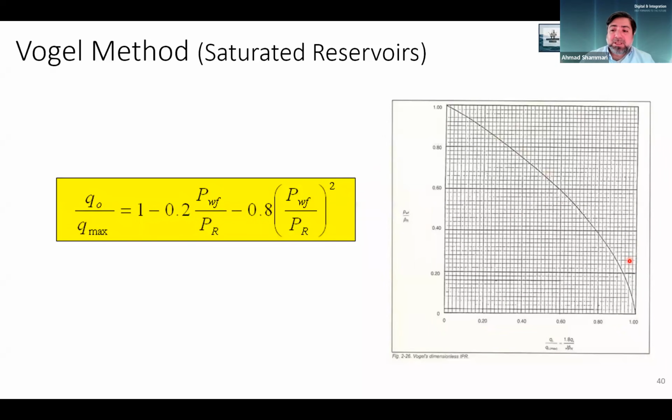So this curve here is not linear from the beginning until the end because of this power of 2. But it is a very interesting curve because it's simple and straightforward. If you know Qmax, and of course P reservoir, you will be able to construct your IPR curve. And I will show you how we do that.